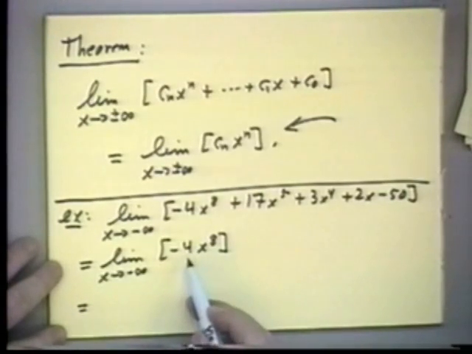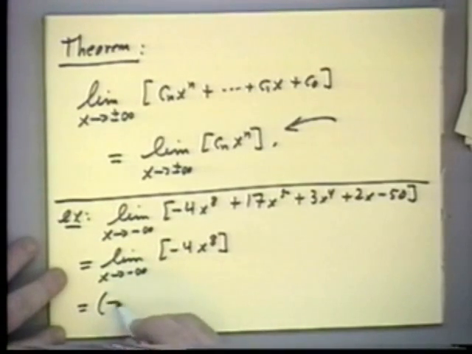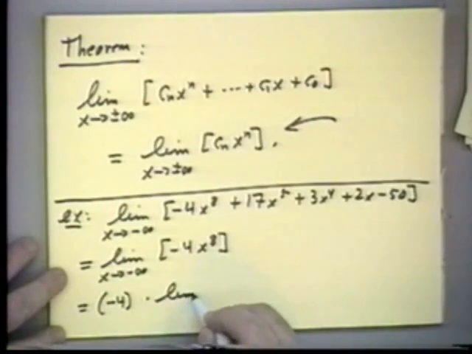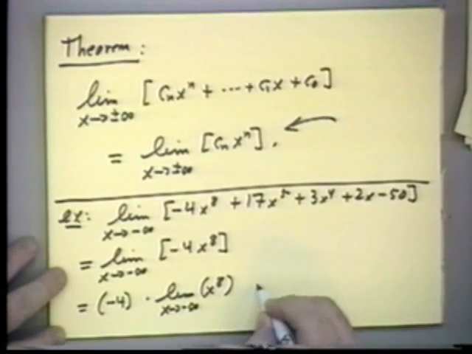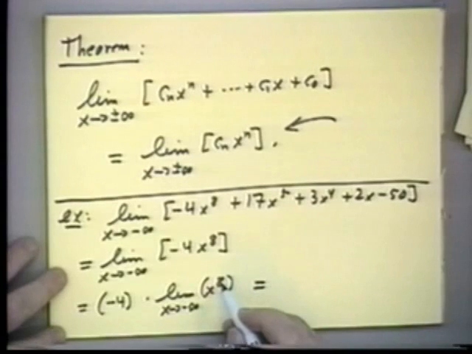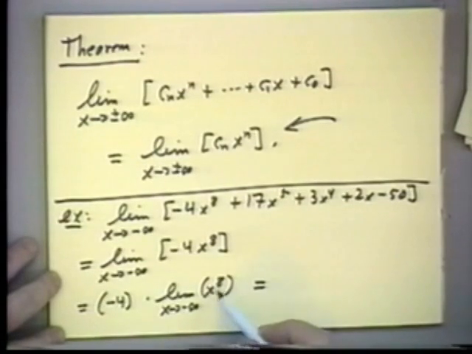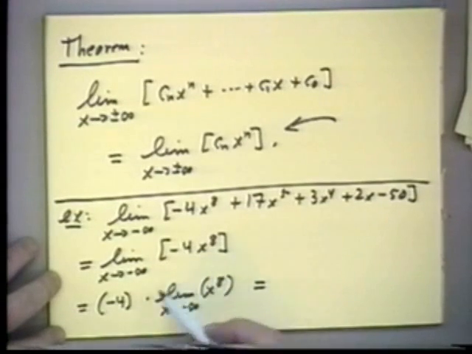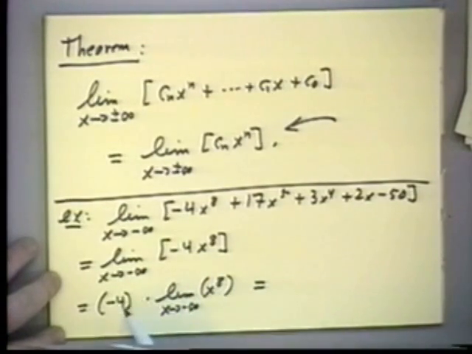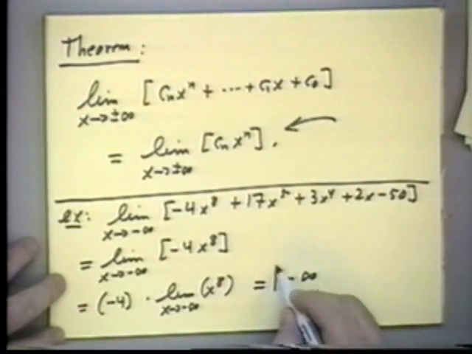Well, from my previous knowledge of limits, I know that if I have a constant here, I can pull that out in front of the limit. So this becomes minus 4 times the limit of x to the 8th as x approaches minus infinity. And since this is an even power, although x is approaching negative numbers, when you take those negative numbers to the even power, they will always be positive. So this is growing without bound in the positive direction. So this part goes to positive infinity. However, it is multiplied by a negative number, so the end result is negative infinity.